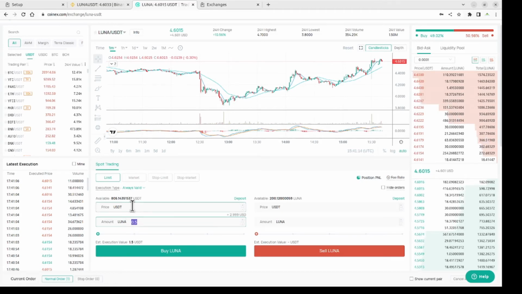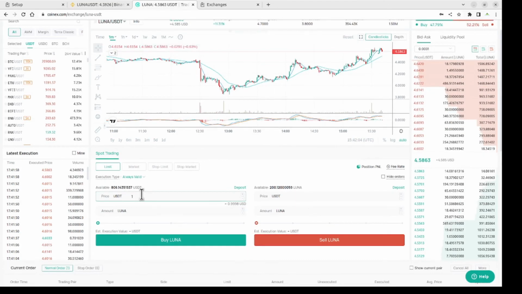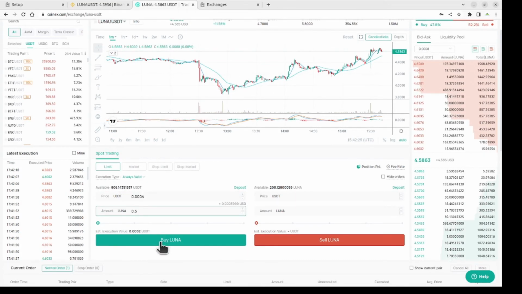Just be careful in some exchanges. When the price falls, you may need to revise the amount, so the 0.5 Luna might need to be increased. So for instance, let us try decreasing the price here and see if the order goes through.